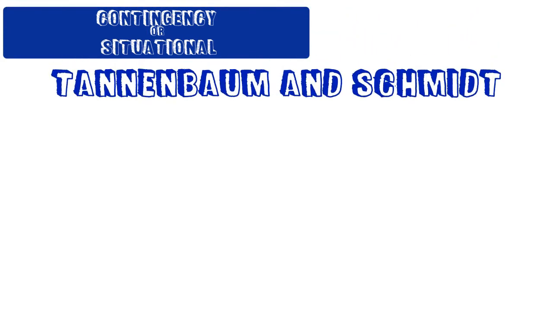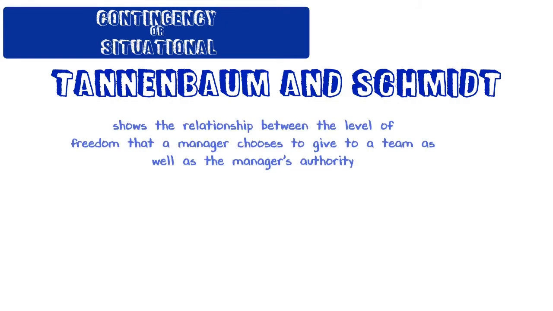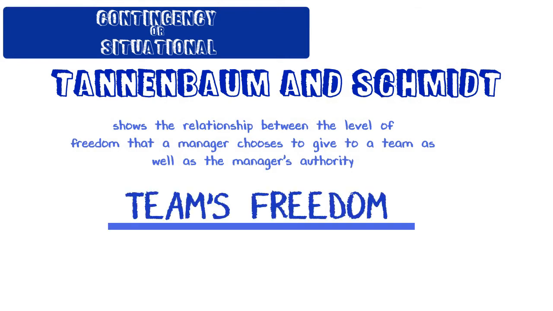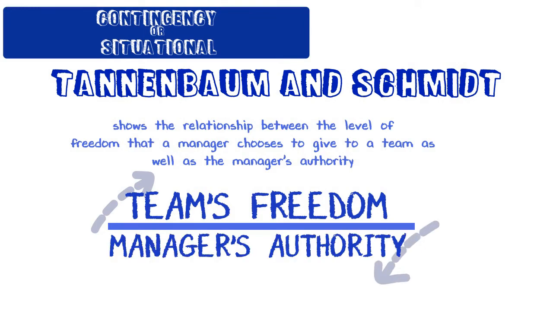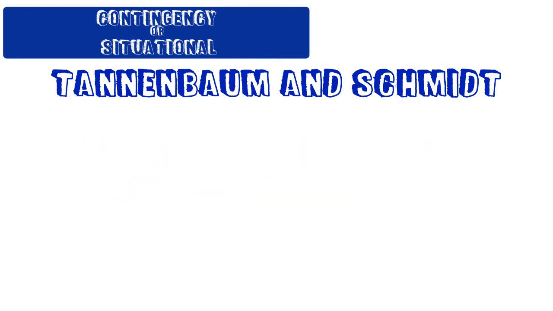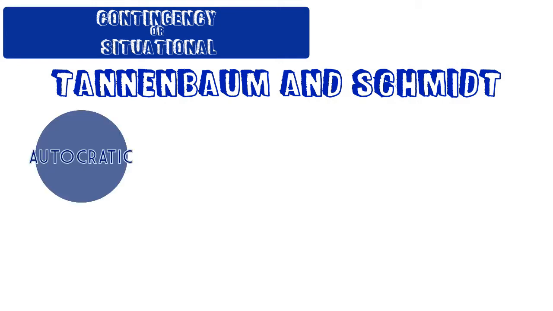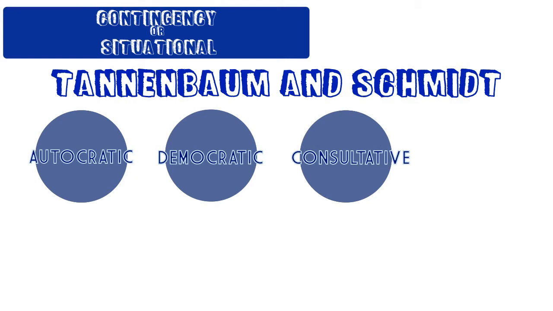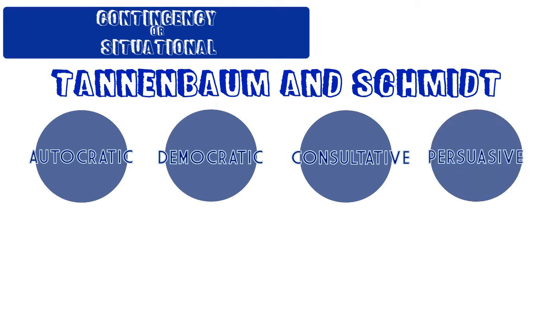Tannenbaum and Schmidt is a simple model of leadership theory which shows the relationship between the level of freedom that a manager chooses to give to a team and the level of authority used by the manager. As the team's freedom is increased, the manager's authority decreases. This is a positive way for both teams and managers to develop. There are four significant styles of leadership under this theory: autocratic, democratic, consultative, and persuasive.